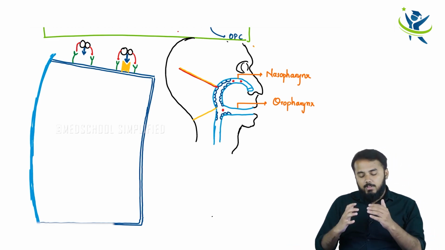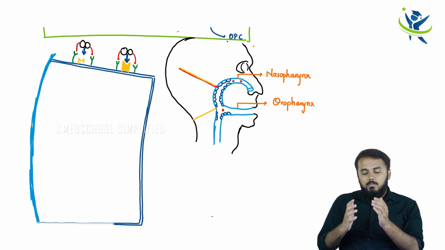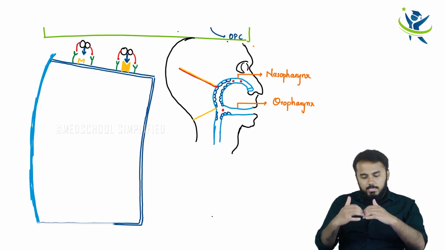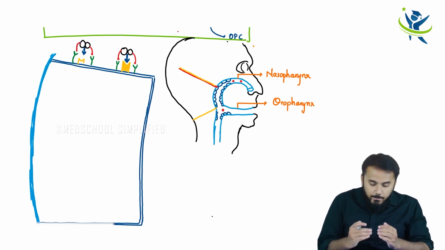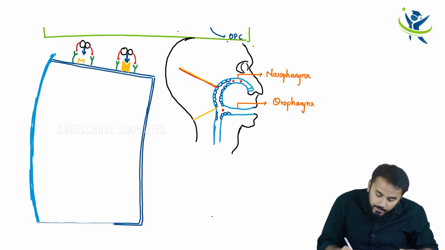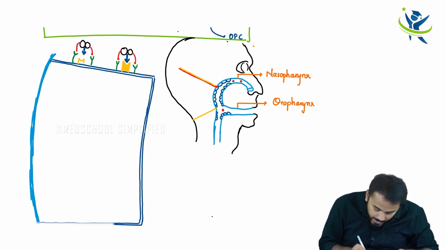Now, will the mucosal cell accept the tight attachment or loose attachment? Obviously, it will accept the tight attachment. So in this way, the bacteria enters inside your mucosal cell. Now your bacteria is within your cell.